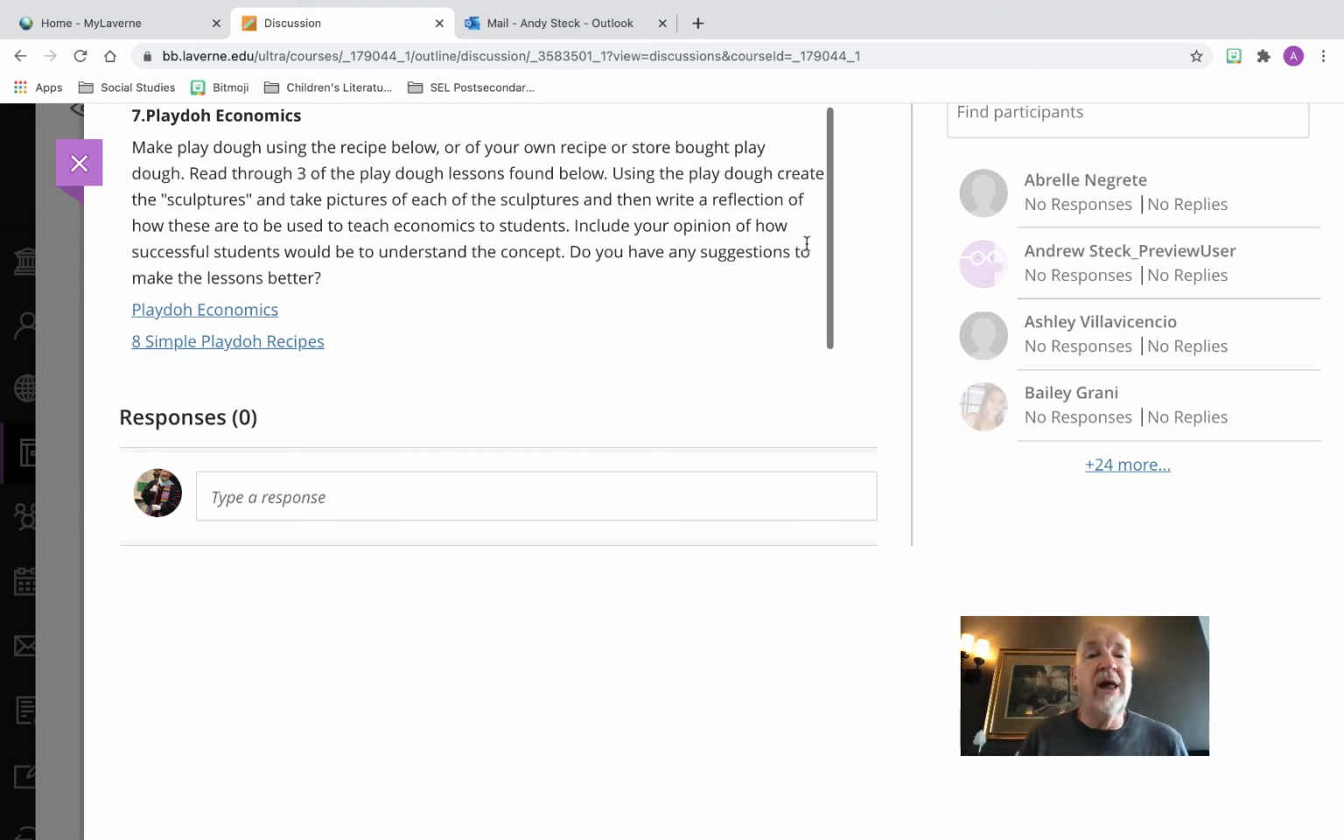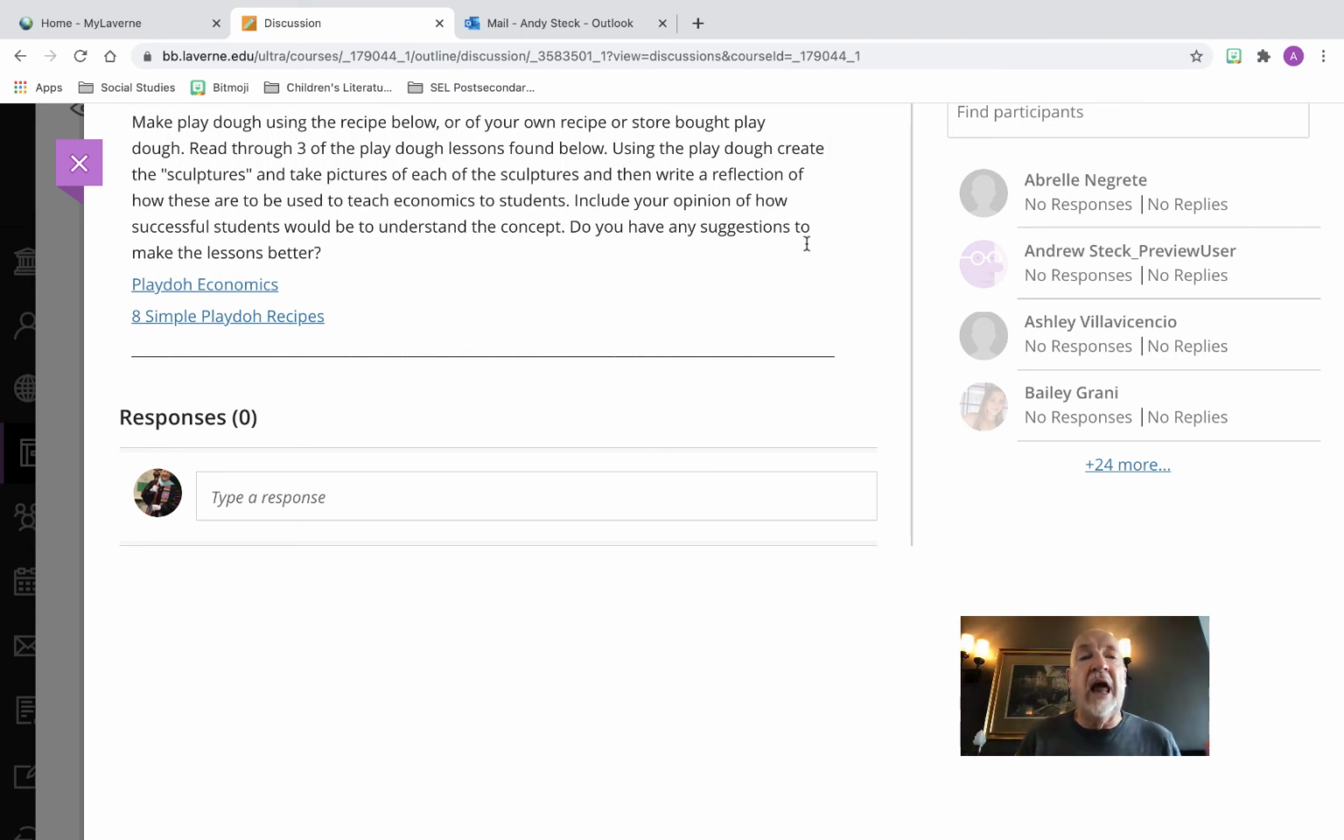It's not difficult, but you do need to do that because you're going to read through 3 of the Play-Doh lessons found below. Using the Play-Doh, create the sculptures that they talk about, then take photos of the sculptures you created and write a reflection of those, how they are used to teach economics to students. Include your opinion on how successful students would be to understand the concept.